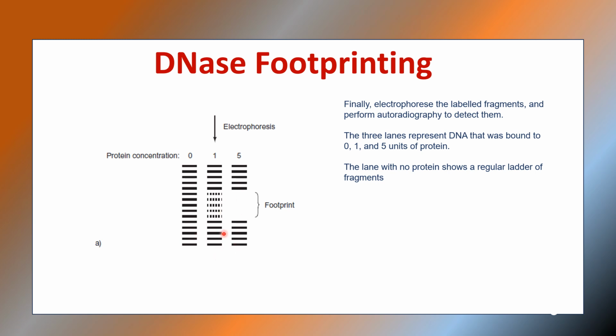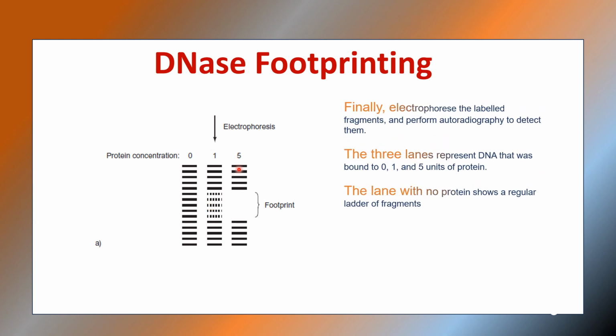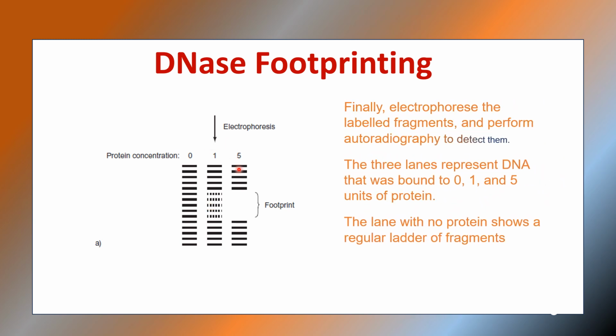But in the second case, we are increasing the protein concentration. So in here you have added 1 unit of the protein, and what we see is slight protection. Although we are getting bands in that region, we see this region is protected from the complete action of DNase. And that protection is because this protein is binding in this particular region of the DNA. Similarly, when we proceed ahead and add 5 units of protein, as you go on adding higher and higher amounts of the protein, you will see a region here which is completely protecting the DNA from the attack by the DNase, and this region we call the footprint.